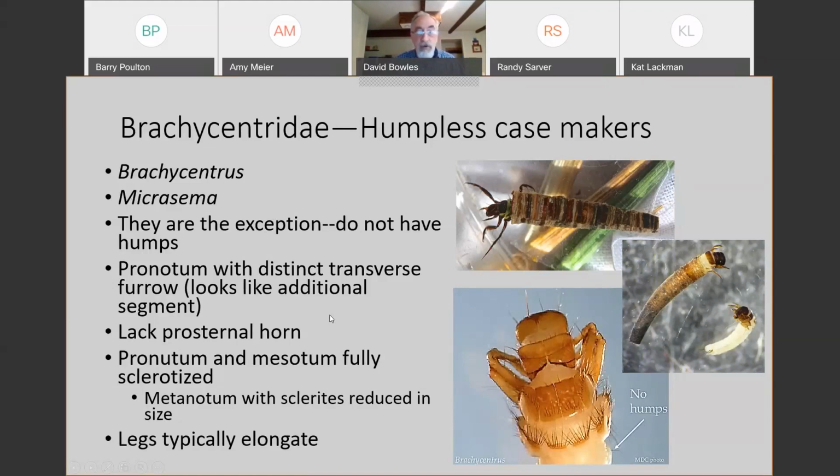We talked about the prosternal horn beneath the head. They do not have a prosternal horn. The pronotum and mesonotum are fully sclerotized, but the mesonotum has reduced sclerites.